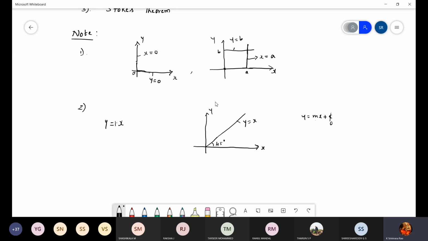Tan. Very good. So for what angle does tan give 1? Because tan 45 is 1. Therefore the line passes through the origin, inclined at 45 degrees with the x-axis. Okay. Next, the third one.